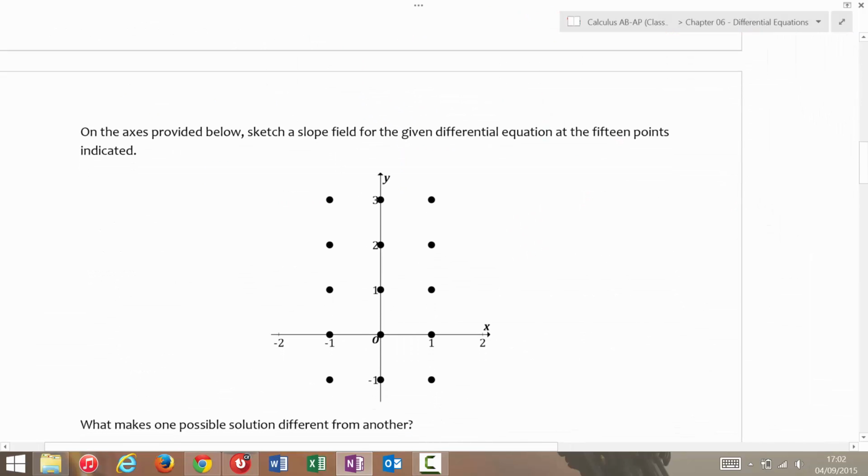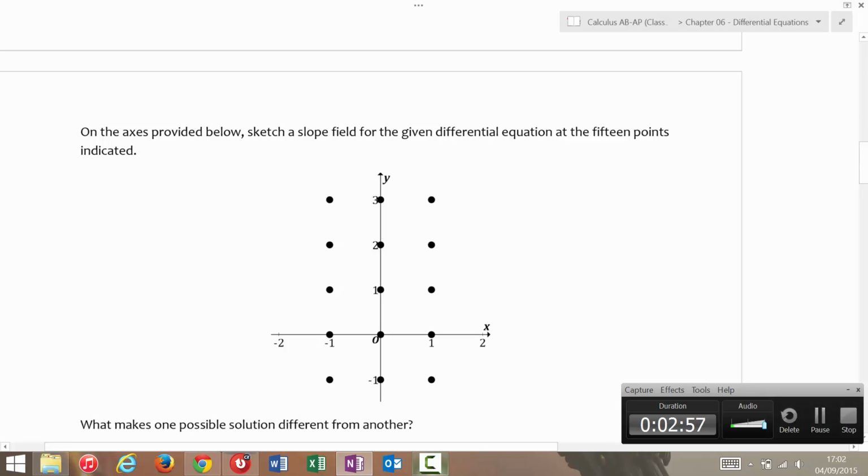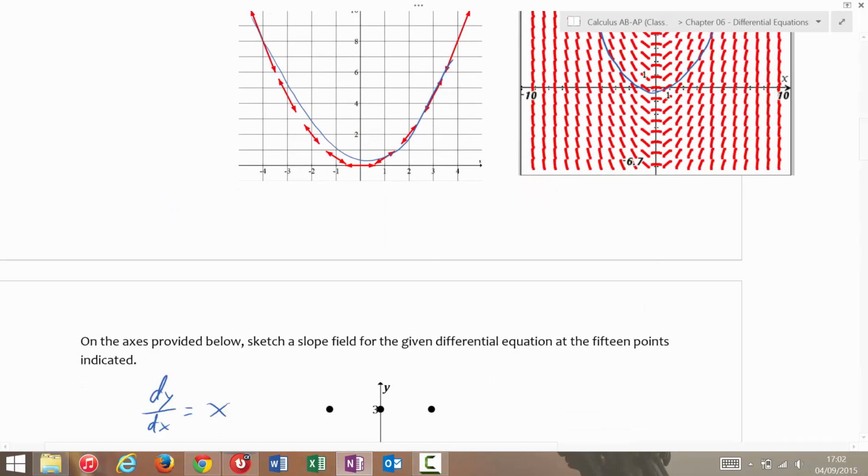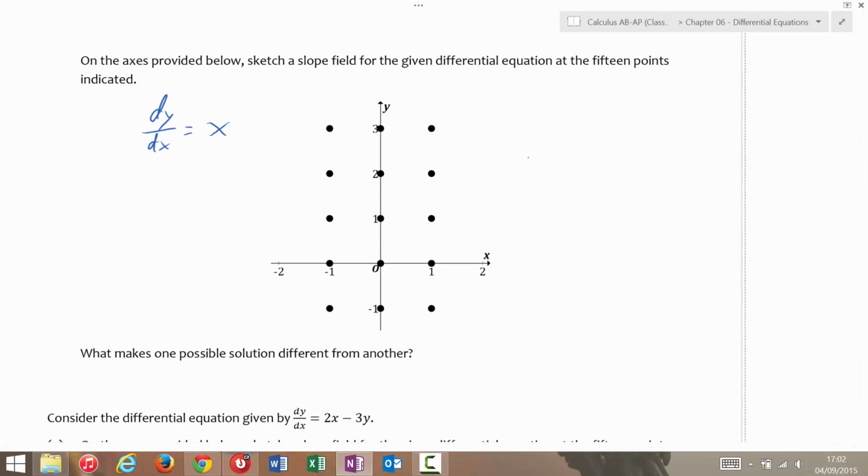On the axes below, we're going to sketch the slope field for the given differential equation for the 15 points indicated. And the differential equation we're going to use is dy/dx equals x, the same one. So this is the slope field that you can see right above here. We're just going to do it at these particular spots. What this means is that at every point here, your slope is the same as the x value. This is basically saying slope equals x. So my x is 1, my slope is going to be 1. So I'm going to draw a little tick mark that has a slope of 1.